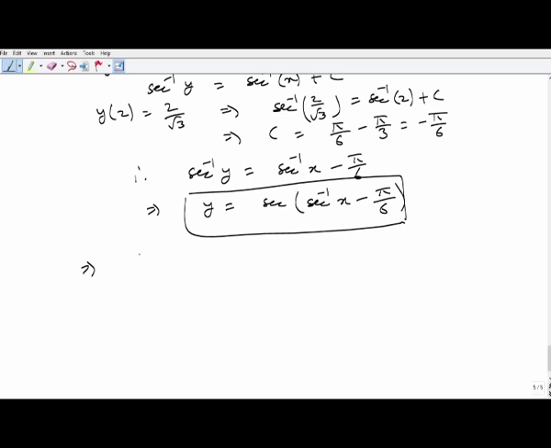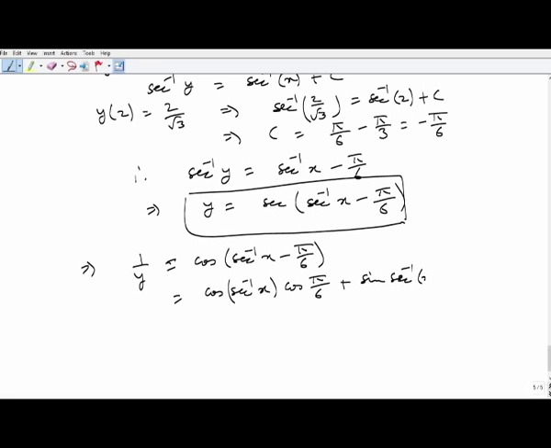So, this will imply 1 by y is equal to cos of (secant inverse x minus pi by 6), and then by using the formula for cos of C minus D, we get this is cos of secant inverse x times cos of pi by 6 plus sine of secant inverse x times sine pi by 6, which is equal to cos of secant inverse x will be 1 by x and cos pi by 6 is root 3 by 2 plus sine of secant inverse x is square root of 1 minus 1 by x square times sin pi by 6 will be equal to half.